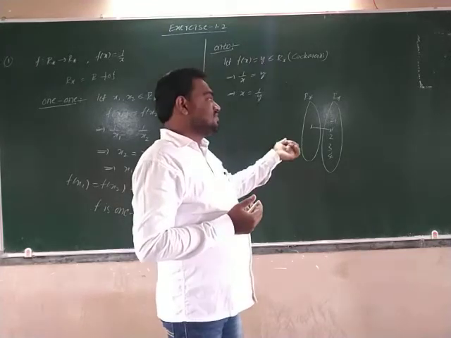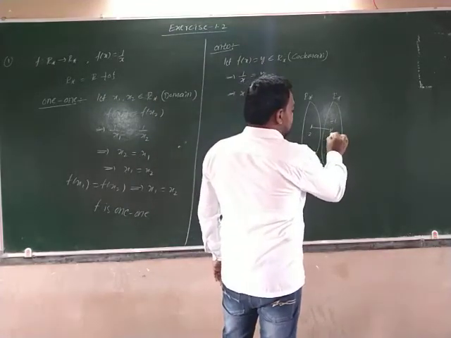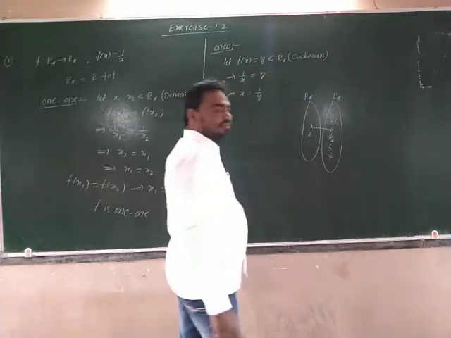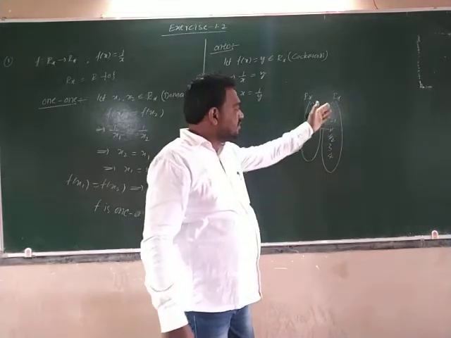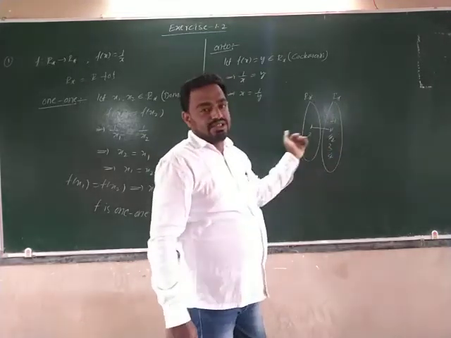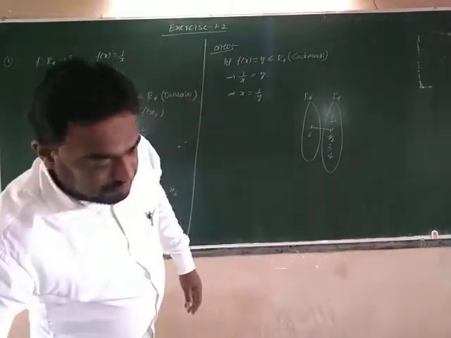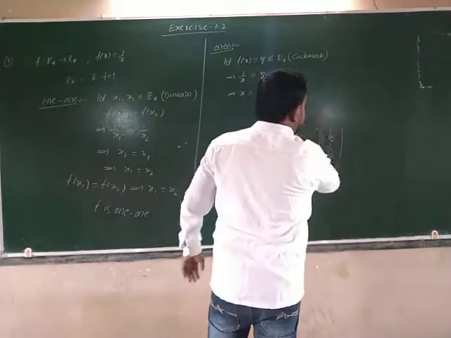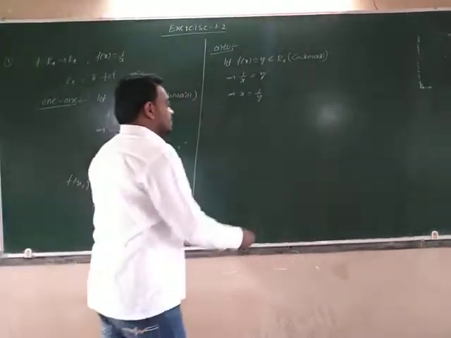For example, x is equal to 3, x is equal to 2. Here we are getting 1 by 2. That means every element has an image, or in other words, every codomain element has its pre-image. So it is onto.